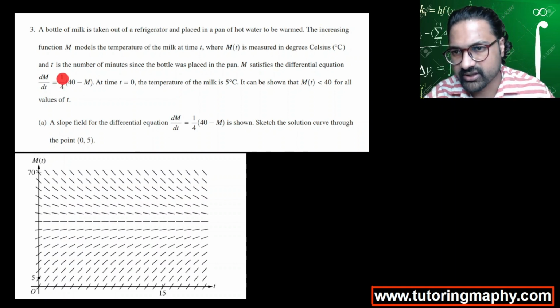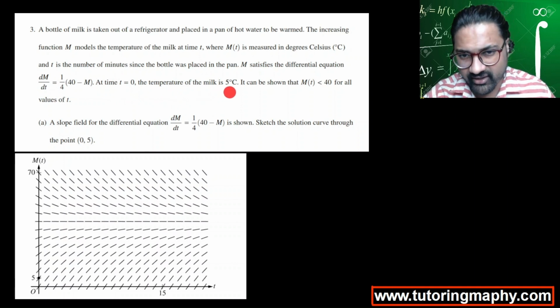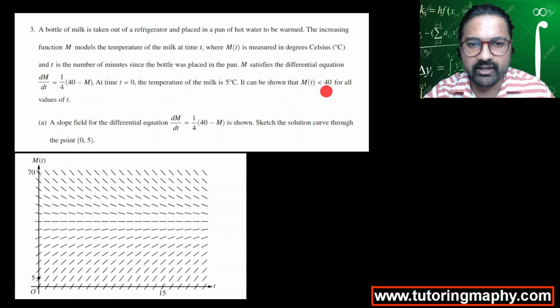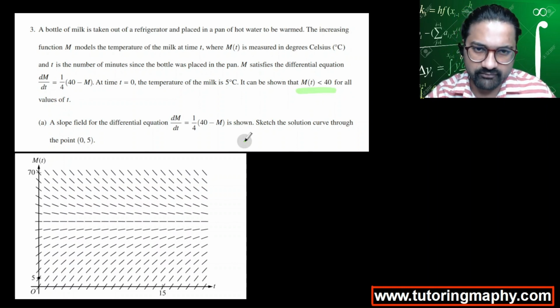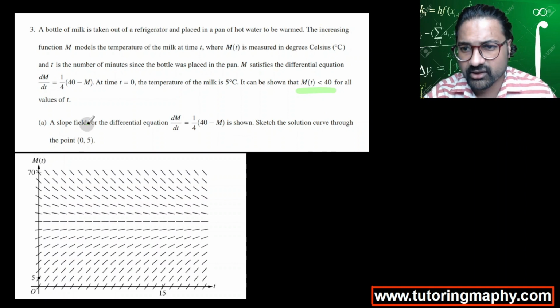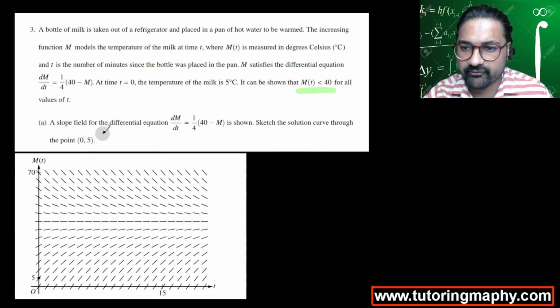So dm over dt is 1/4 of 40 minus m. At t equal to 0, the temperature of the milk is 5, and it can be shown that m is less than 40 for all values of t. This is given in the question, that m is always less than 40 for all t. The slope field for this is shown. So this is the slope field, and we need to find the solution curve through the point (0, 5), which is right over here. That's pretty straightforward.